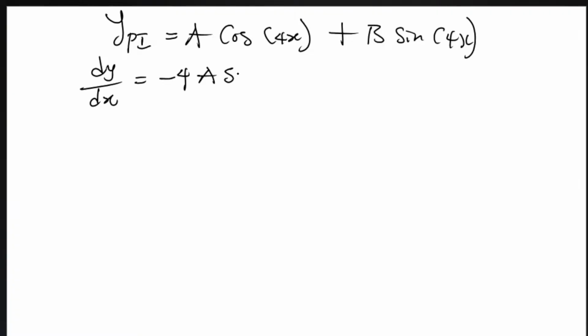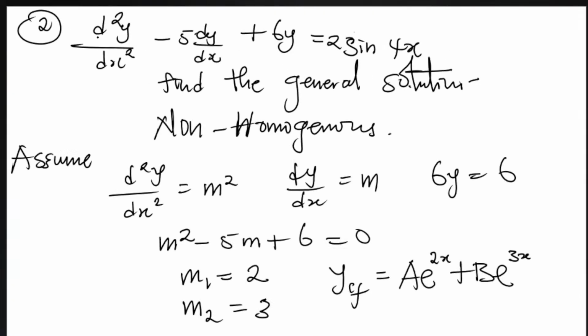Minus sine 4x plus, if you differentiate what you have here, you simply have 4b cos 4x. Are we together? Now we've differentiated once. Let's differentiate again to achieve a balanced equation as our given equation here. Are we together?